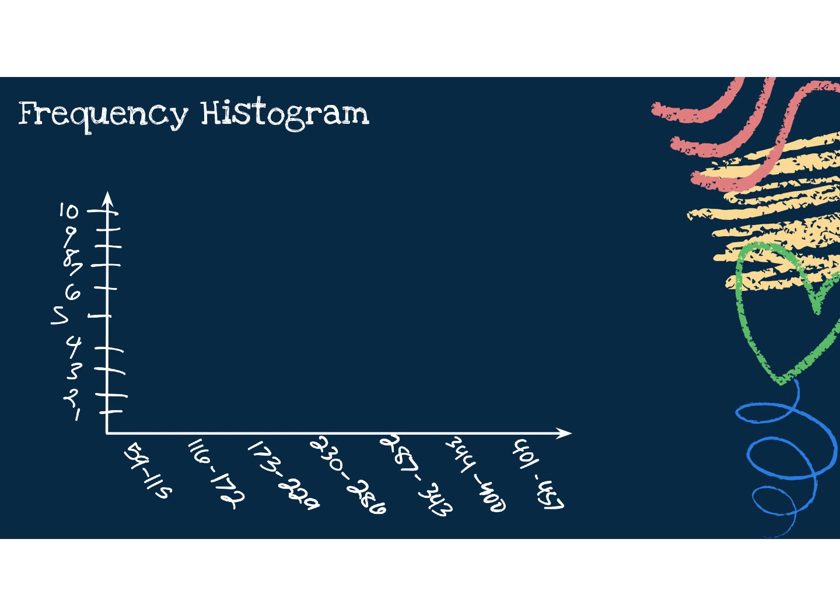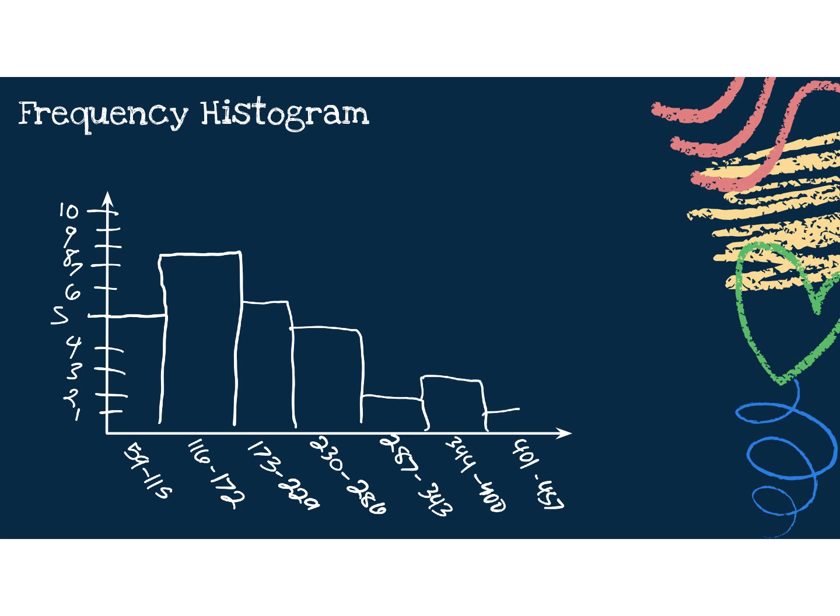And we're going to start putting in our boxes. So our first class, 59 to 115, had a frequency of 5. So I draw its box. Then my next class had a frequency of 8. And remember, I want my boxes to touch, my bars to touch. So I'm just going to start from one bar and create the next. My next one was 6. And then another 5, 2, 3, and 1. And there we have a frequency histogram.